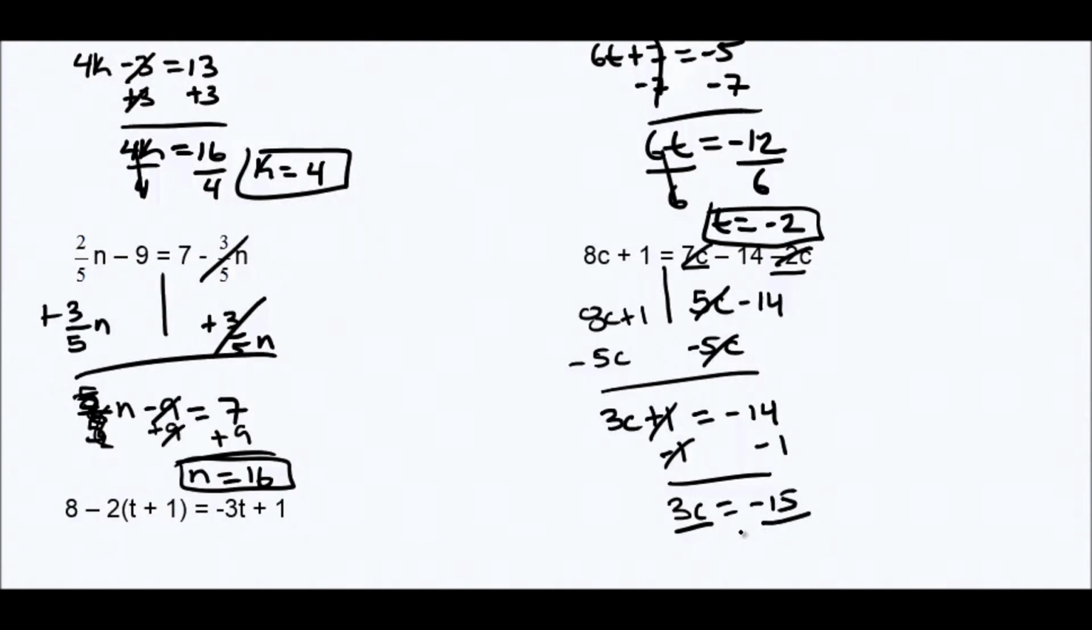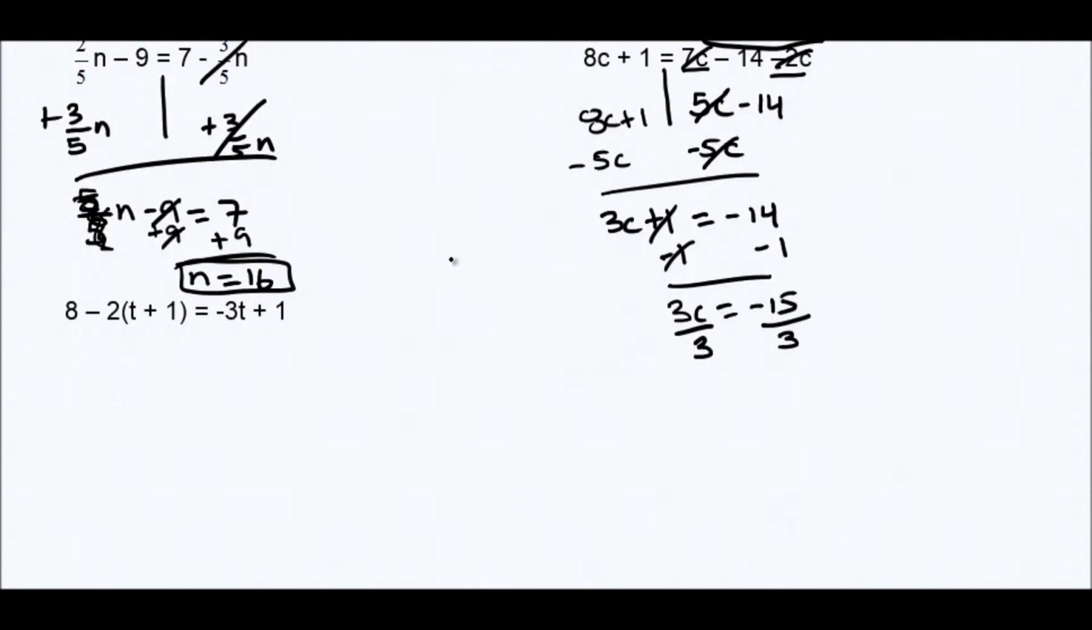Then divide both sides by the same number that you're multiplying the variable by. So we're going to divide both sides by 3. That way, 3 divided by 3 is 1. So I'm left with 1c, or just c, and on the right side I have negative 15 divided by 3, which is a negative 5. Final answer, c equals negative 5. So our multi-step equations are getting a little more complex, but still doable. Just remember your steps. Okay, last one.